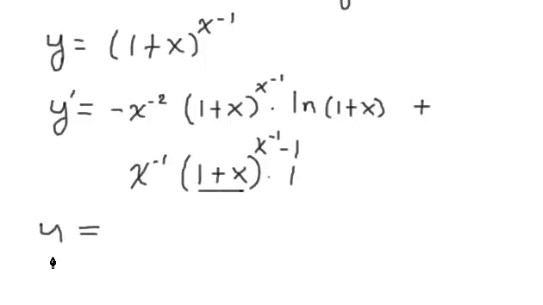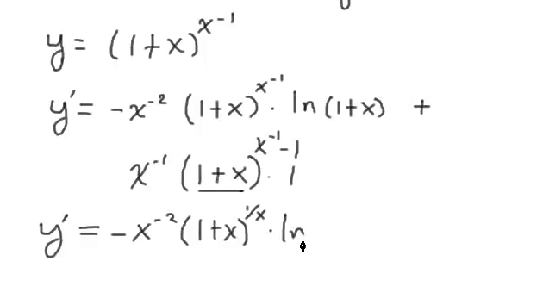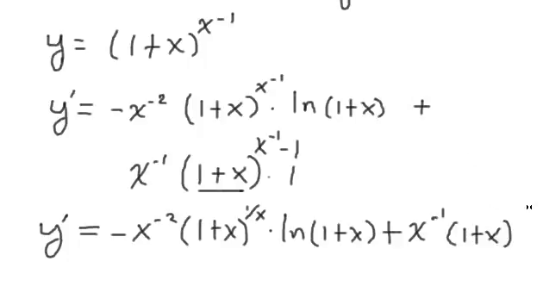Now I've got a negative over here, and I think what I'm going to do is rewrite all this, rewriting this part first, and we're going to have negative x to the negative 2, 1 plus x, and I'm going to go ahead and rewrite this as 1 over x, if that's okay with you, times the natural log of 1 plus x, plus, I think I can squeeze this in, x to the negative 1, and this up here I'll just keep like this, 1 plus x raised to the x to the negative 1 minus 1. Okay, I think I was able to squeeze all that in.